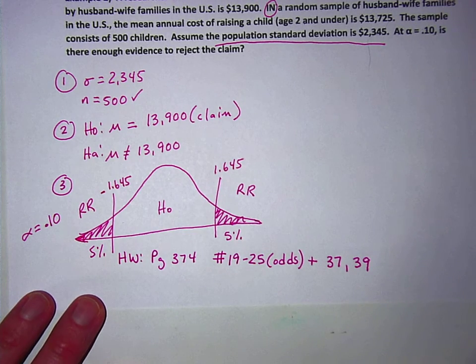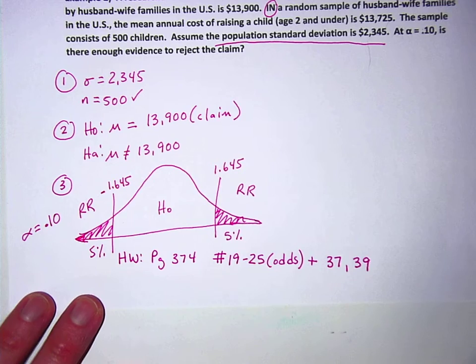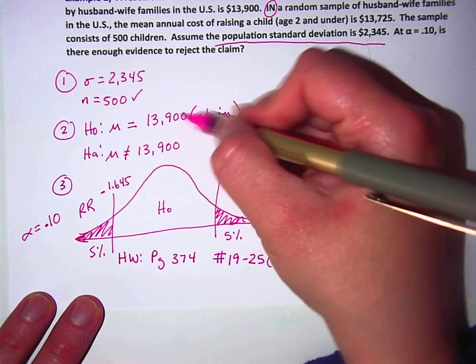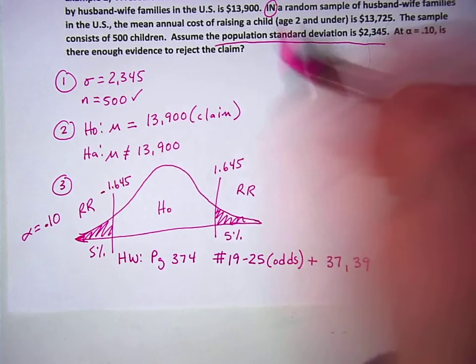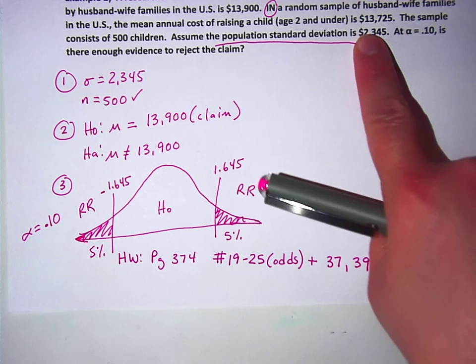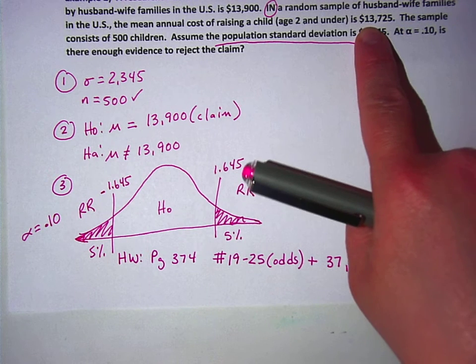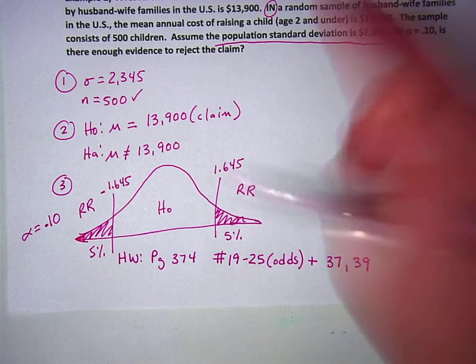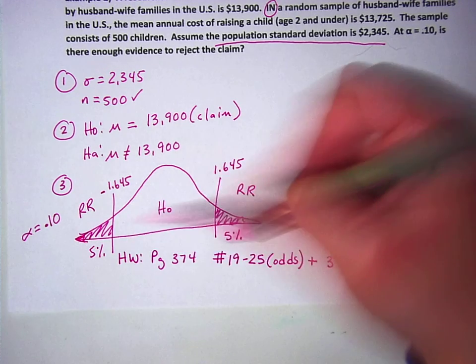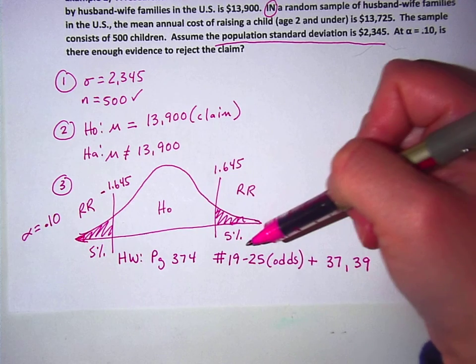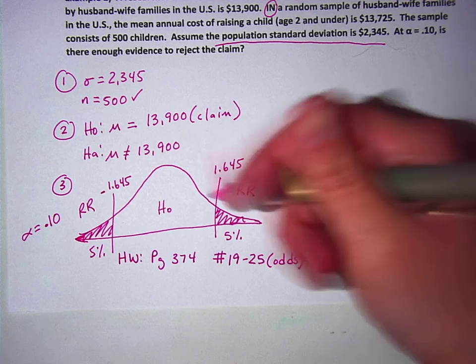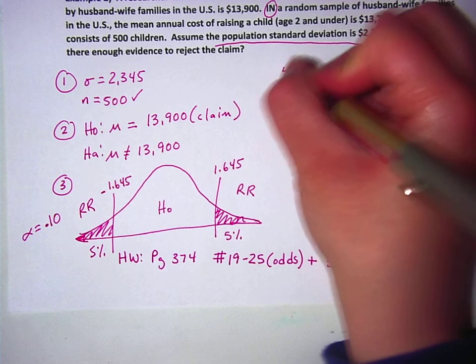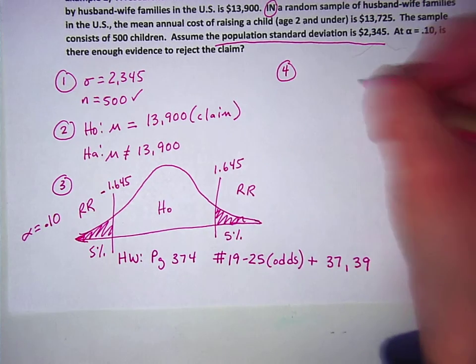So they're saying that basically it is 13,900, and remember, it doesn't have to be exactly that. The mean here is 13,725. But the question is, is it far enough in the rejection regions to be considered not equal to, or is it possibly equal to? All right, step 4.